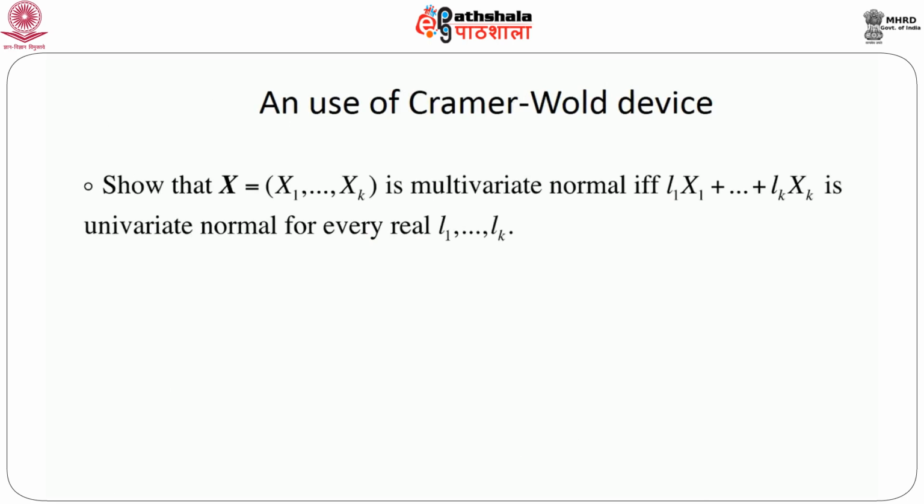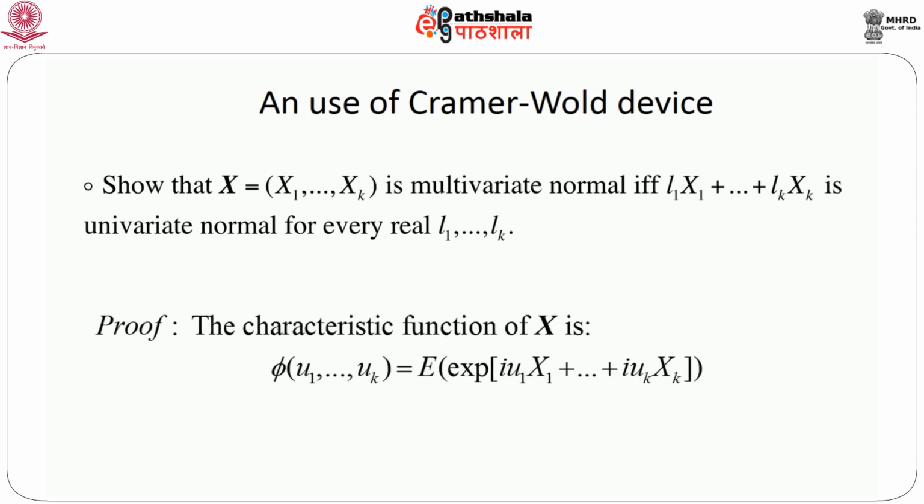Suppose this is a problem: show that the X vector is multivariate normal if and only if L1 X1 up to Lk Xk is univariate normal for every real L1, L2, Lk. Now, it is very important, we should always emphasize, that this is for every real L1, L2, Lk. If this happens for a particular value or a few particular values of the choice of L vector, then this might not hold true.